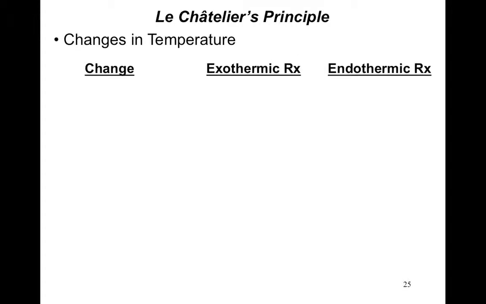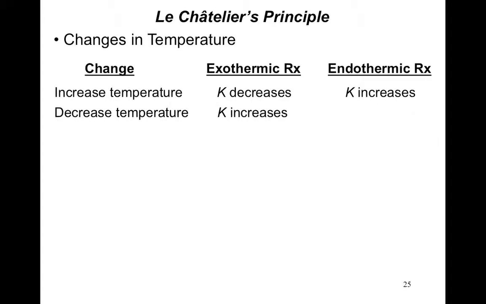So if we change the temperature for Le Chatelier's principle, if we increase the temperature, if it's an exothermic reaction, we'll actually decrease the equilibrium constant. Whereas if it's an endothermic reaction, increasing the temperature is a good thing. We'll increase that equilibrium constant. If we decrease the temperature, then it's the exact opposite. For an exothermic reaction, decreasing the temperature increases the equilibrium constant.